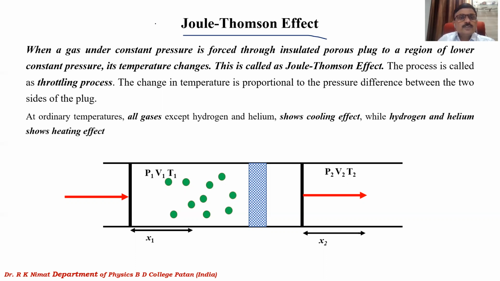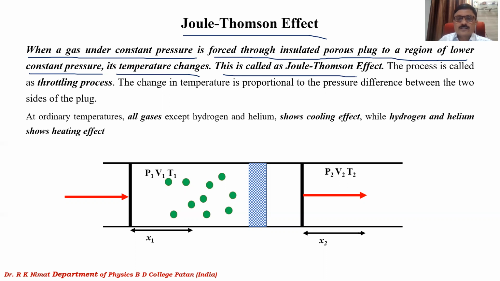Now, the Joule-Thomson effect is defined as: when a gas under constant pressure is forced through an insulated porous plug to a region of lower constant pressure, then its temperature changes. And this phenomenon is called the Joule-Thomson effect.